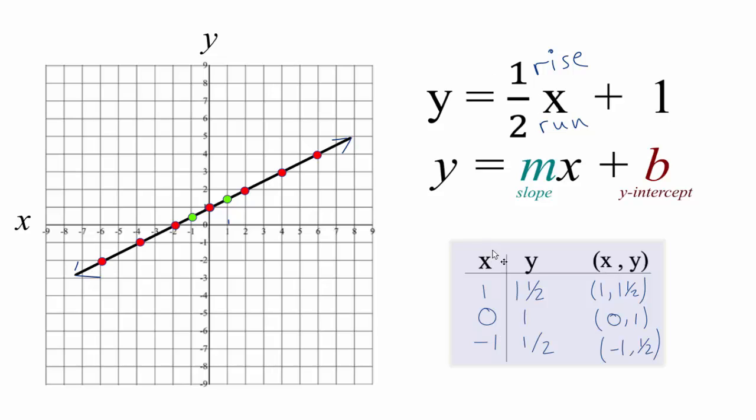If we put other values in for x here and got the value for y, those would also be on this line. This is Dr. B with the linear equation, graphing the linear equation y equals 1/2 x plus 1.